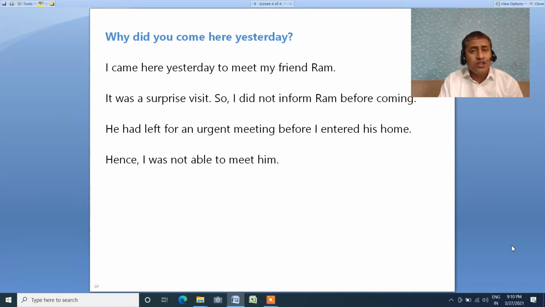Here is a sample question from the book. Why did you come here yesterday, right? So what you will do, you will read the question and its answer 4 to 5 times just to understand it. You need not cram or remember anything. You can change the wording when you practice it, right? So read it to understand it. Once you understand it, then you can start speaking practice.